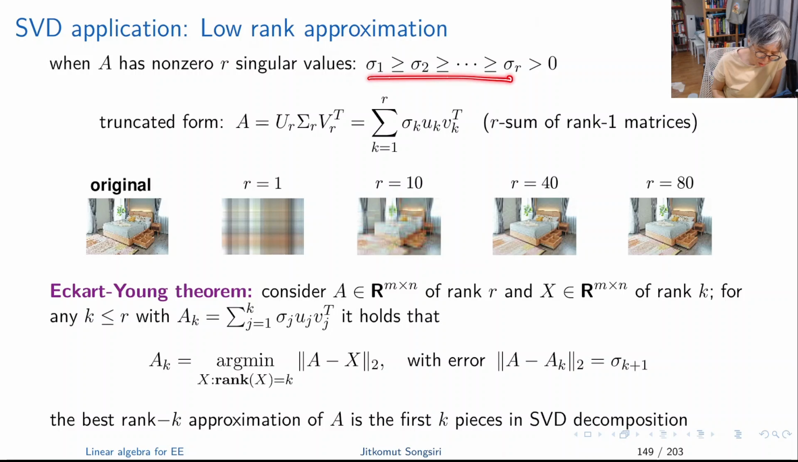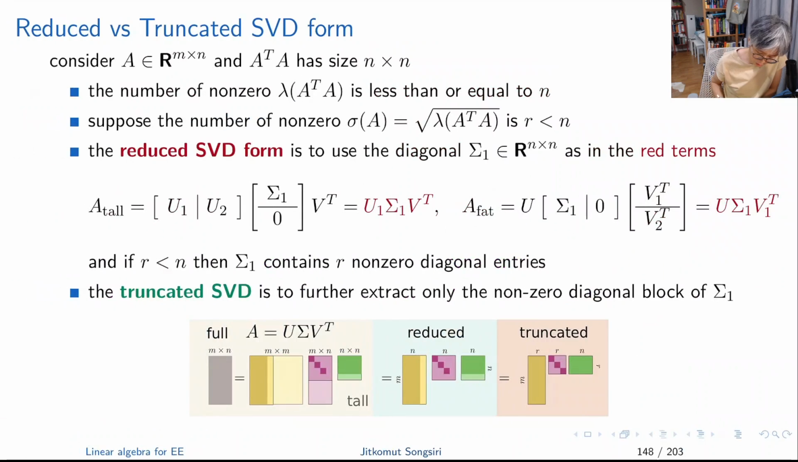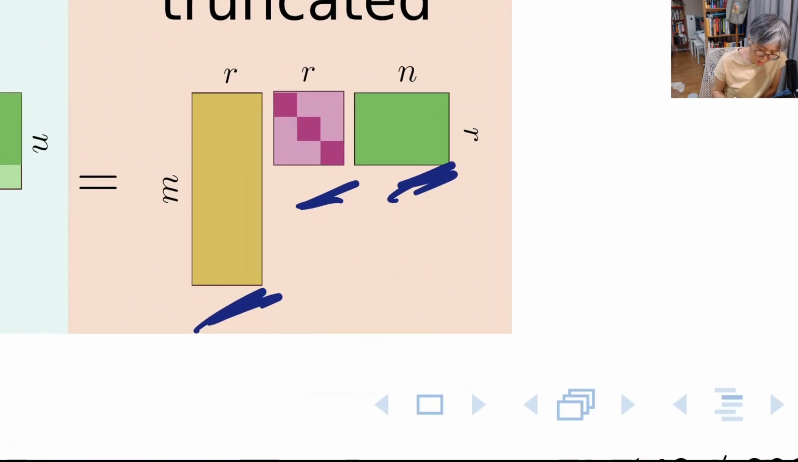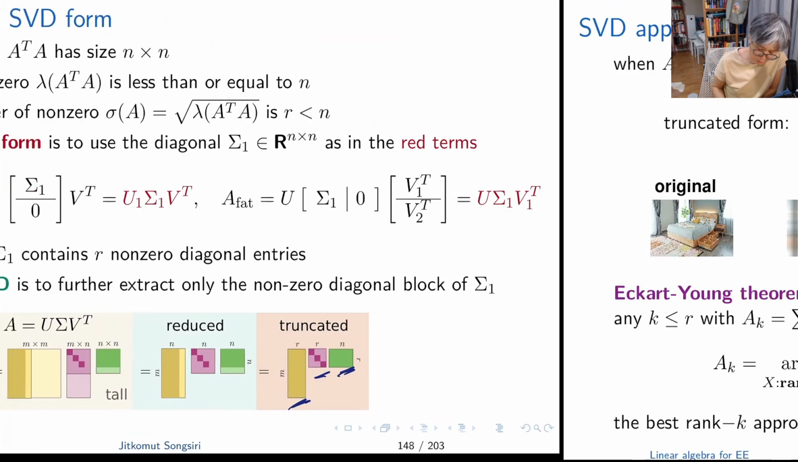So they have R items here, and the last one must be positive. We know from the truncated form of SVD that you're going to take only a portion of U, a portion of sigma, and a portion of V. Just take the first R columns in U, take the leading R by R subblock in sigma, and take the first R columns in V, and then transpose.